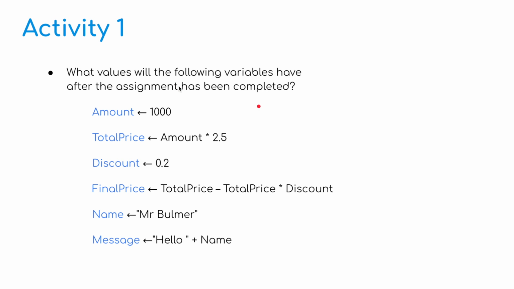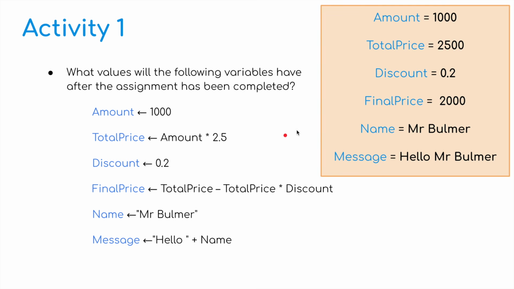Okay, so activity 1. Have a little look through this. I'll give you a few moments. What do you think, maybe jot down, what values will be saved in each of these variables? Okay, if you want to pause the video and have a think about that. If not, I will show you the answer in 3, 2, 1, and there we go.